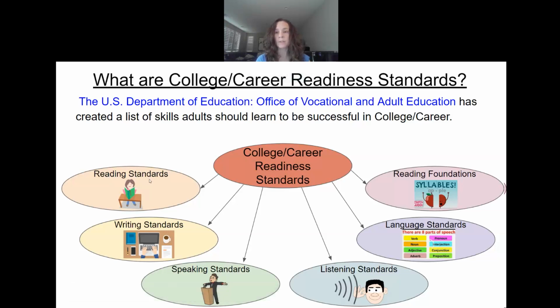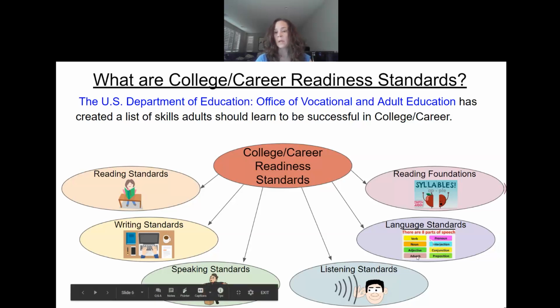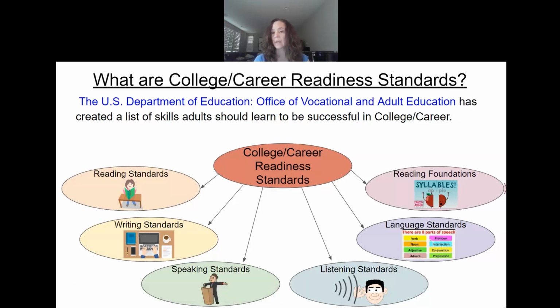First, reading standards. So they have set up some specific things that students should learn in the reading category. They have writing standards, speaking standards, listening standards, language standards like grammar and rules for the use of the English language, and finally, reading foundations, like being able to pronounce words you don't know by splitting them up into syllables or sounding them out.